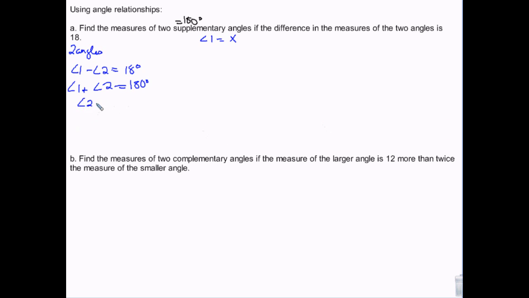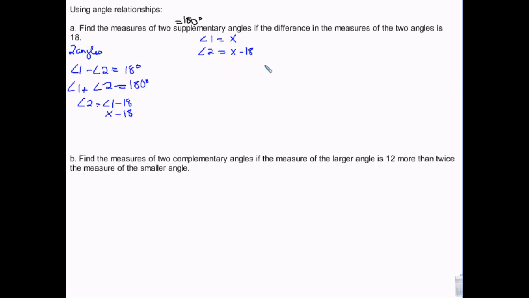Angle 2 is going to equal angle 1 minus 18, because I already called angle 1 x. So that's going to be x minus 18. And it doesn't matter which one you call angle 1 and which one you call angle 2. I could have said angle 2 is x and angle 1 is x minus 18. I just need to know that one of them's x and the other one is 18 different. Does that make sense?